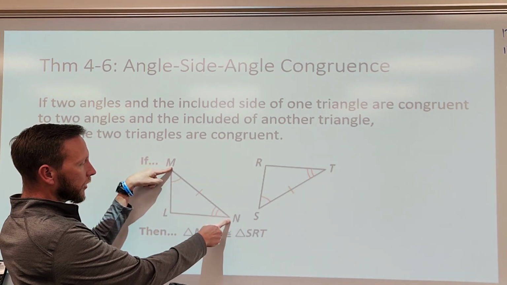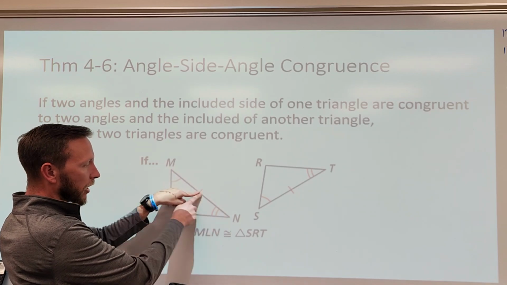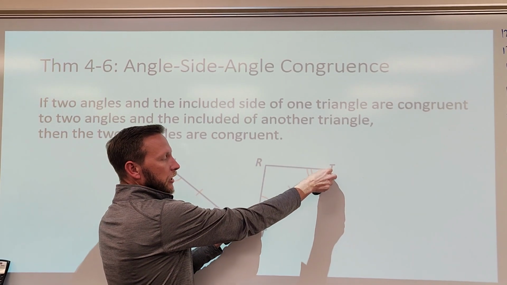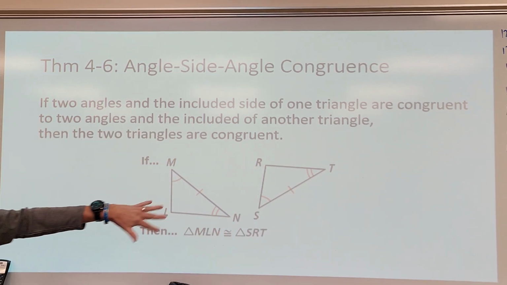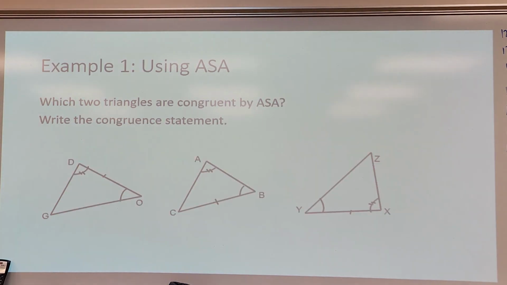Angle M, angle N, included side MN. Angle S, angle T, included side ST. The names of the angles tell us what the name of the included segment is. So using angle side angle, which 2 triangles are congruent?